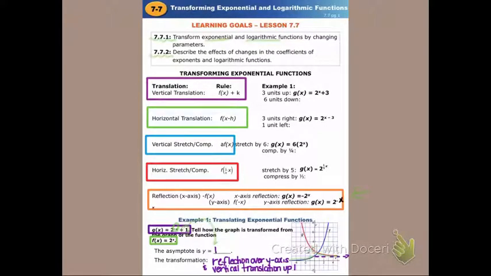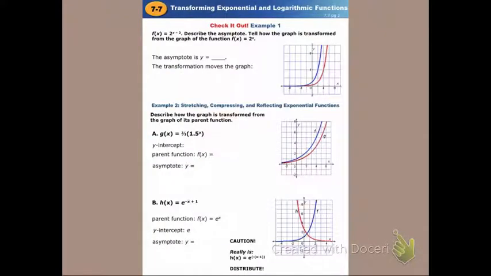Let's go ahead and turn the page. Okay, let's see what's going on in example 1. And I want you to try this one as a you-try question. So you know the drill. That means pause the video now and complete the question, tune back in, and we'll check to see how you did. So go ahead and pause the video now and tell how the graph was transformed from the parent function 2 to the x power.